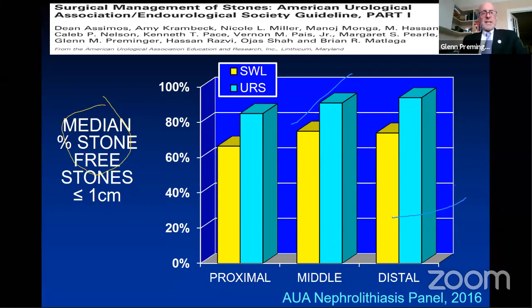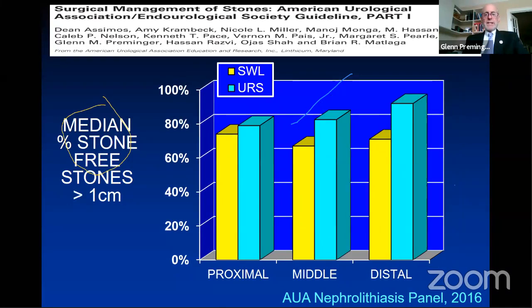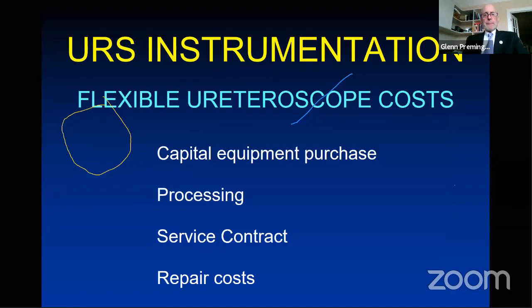Now in 2016, the American Urological Association updated their guidelines on management of ureteral stones. And here again, we can see that for patients that had middle, proximal, and distal ureteral stones, ureteroscopy offers a significantly increased chance of becoming stone-free for smaller stones, less than 1 centimeter, as well as for larger stones. So ureteroscopy can be used for any size stone within the ureter.